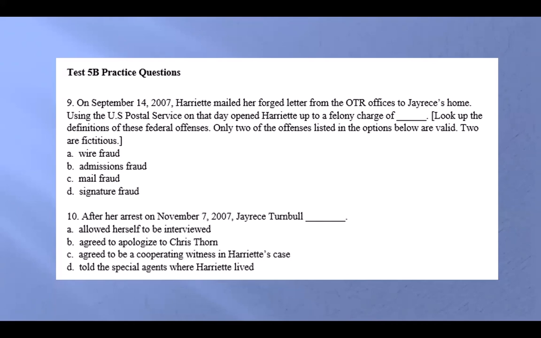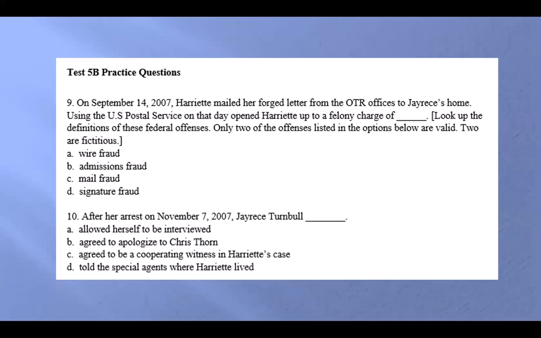The niece, on November 7th, both of them got arrested. And so she was basically away from November 7th, 2007, until October 2022. And when I tell these dates to my undergraduate students, it's most of their life that is encompassed by that range of dates.